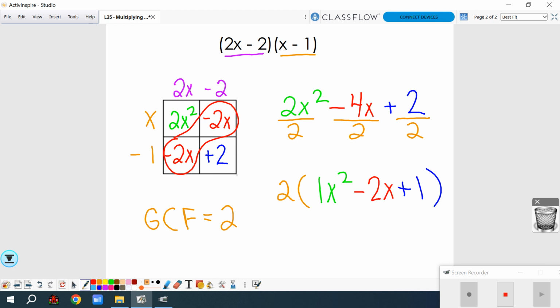Now, a little hint to you. Whatever addition or subtraction symbols you have in your problem, those are going to stay the same when you write your factored form. Okay, so that's one thing to keep in mind as you do it. So if you have addition symbols in your problem, you're going to have addition symbols in your answer. And that's how you pull out a GCF.